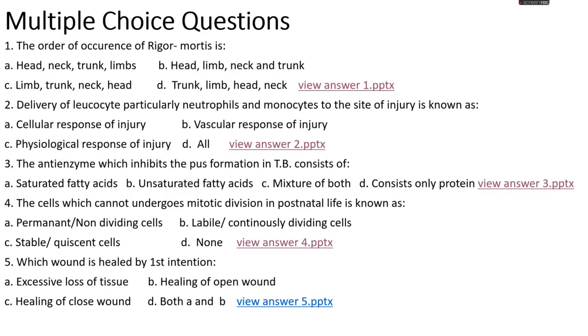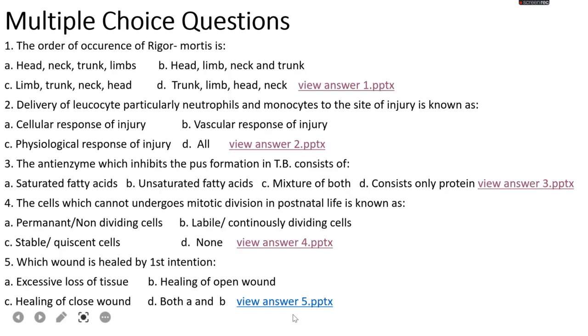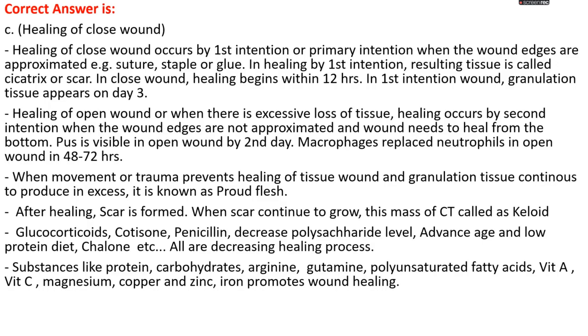Question number 5. Which wound is healed by first intention? Option A, excessive loss of tissue. Option B, healing of open wound. Option C, healing of closed wound. Option D, both A and B. The right answer is option C, that is healing of a closed wound.